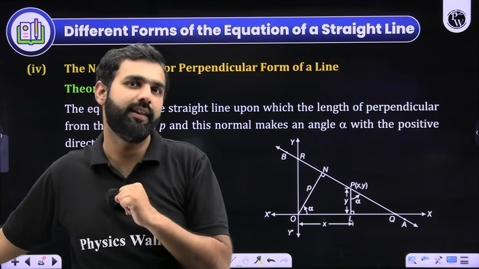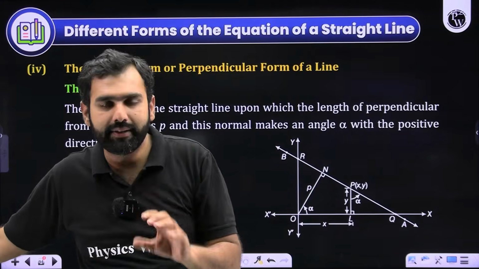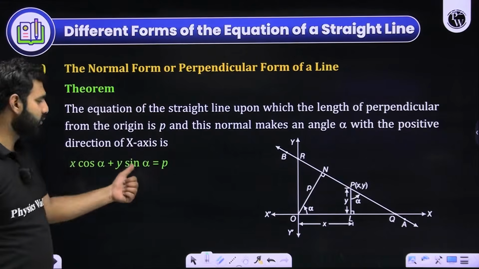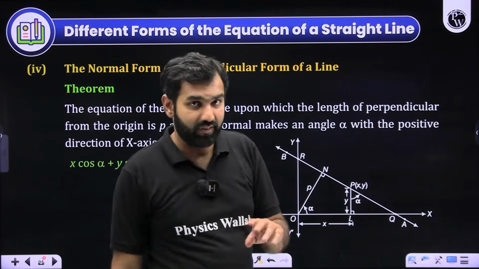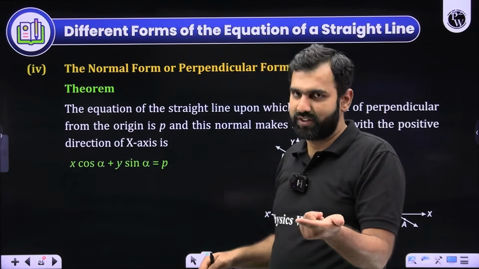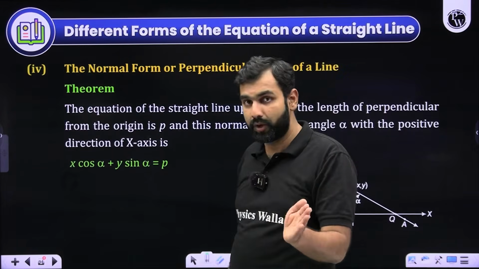Will you be able to write the equation of the line? Yes. I'll tell the direct formula as well, which is nothing but x cos alpha plus y sin alpha is equal to p, where alpha is the angle made by that normal with the positive x-axis in the anti-clockwise direction only, and p is that perpendicular distance.